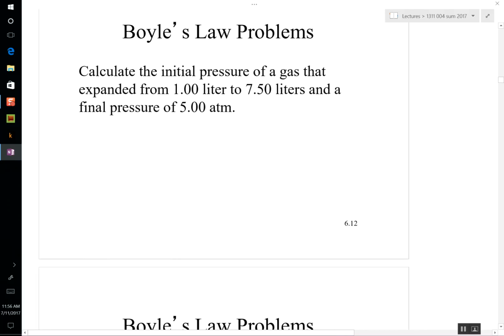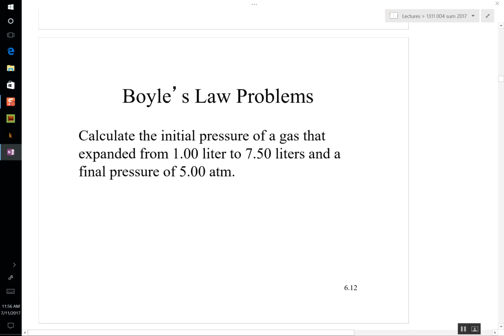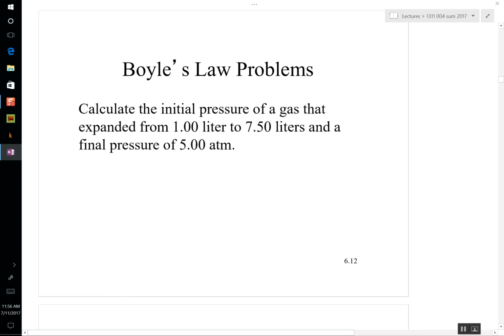Number 1, read the problem. Calculate the initial pressure of a gas that expanded from 1 liter to 7.5 liters and a final pressure of 5 atmospheres. Okay, now I'm telling you this is a Boyle's Law problem. I won't always do that.